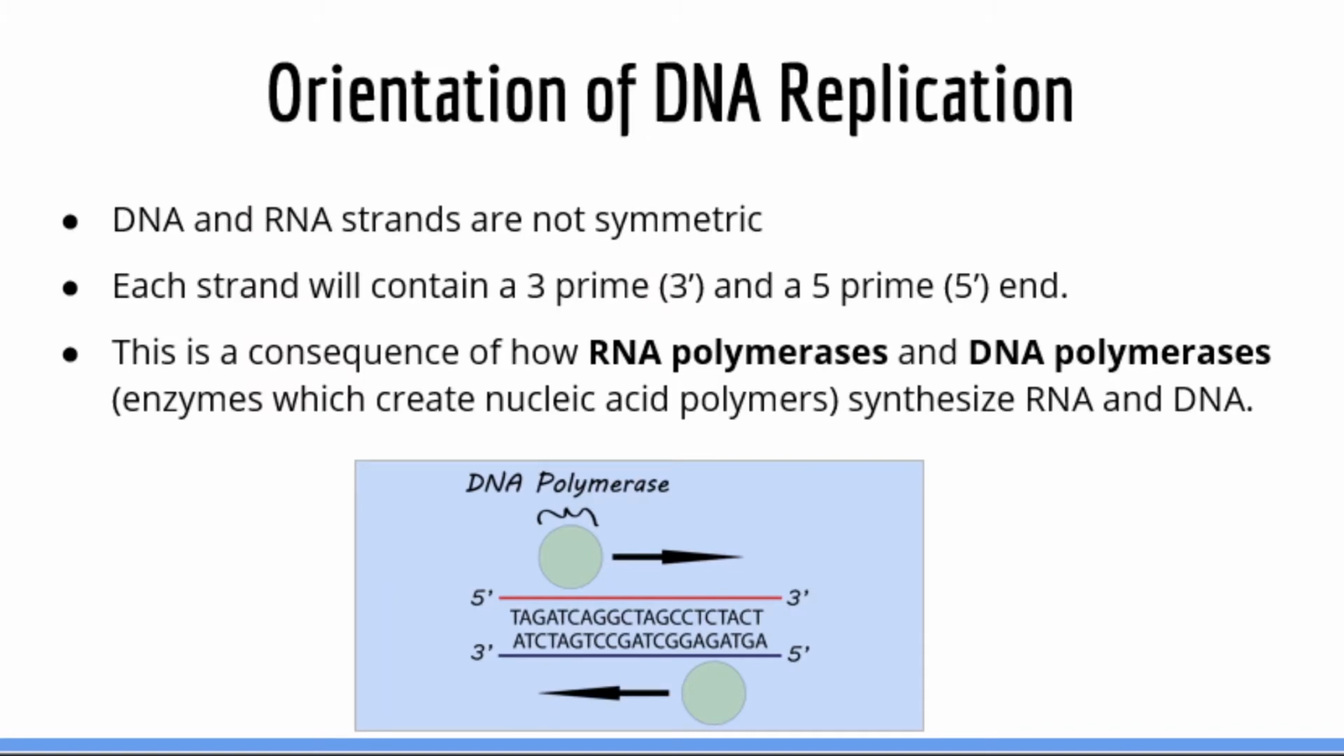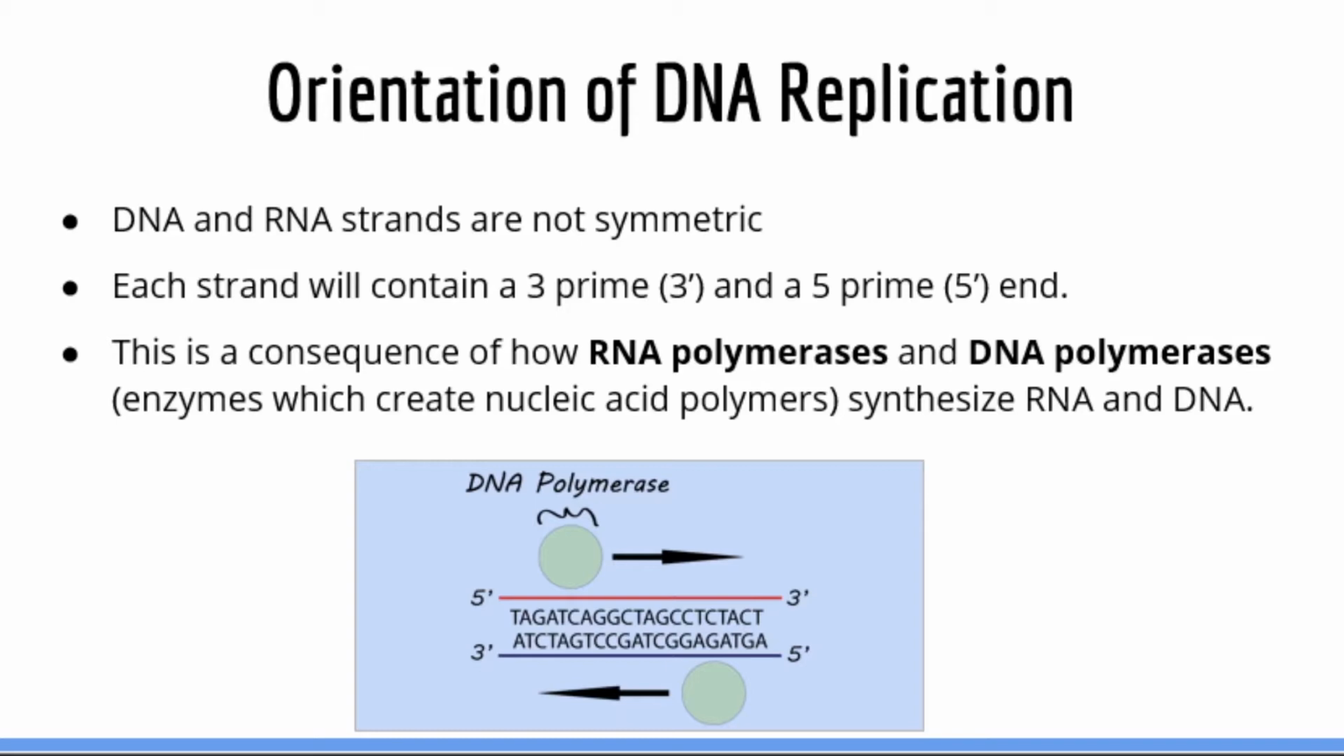Another important characteristic of the DNA replication process is the orientation of DNA synthesis. Each molecule of DNA and RNA has a 3' end and a 5' end, which means they are not symmetric. This is because the chemical reactions required to link nucleotide monomers to form DNA and RNA can only occur in the 5' to 3' direction. So for example, in a typical double-stranded DNA molecule, each strand has the opposite orientation, that is, they are said to be anti-parallel to each other.